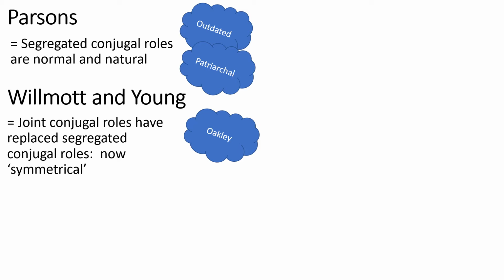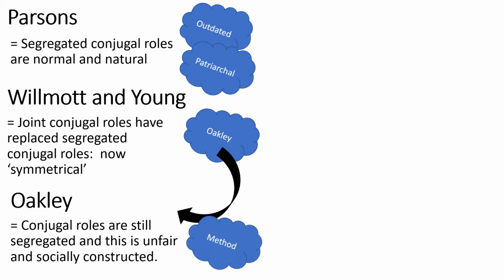But Oakley then criticises Wilmot and Young. So they're all kind of telling this story over time and criticising each other and having this debate. So Oakley then comes in to criticise Wilmot and Young, arguing that they got their research wrong. And in her research, she found that conjugal roles are still segregated, and that this is still very unfair and socially constructed. So what she was saying is that, yes, Wilmot and Young, I agree with you that women are now more likely to be in paid work, but that hasn't actually made things more equal.